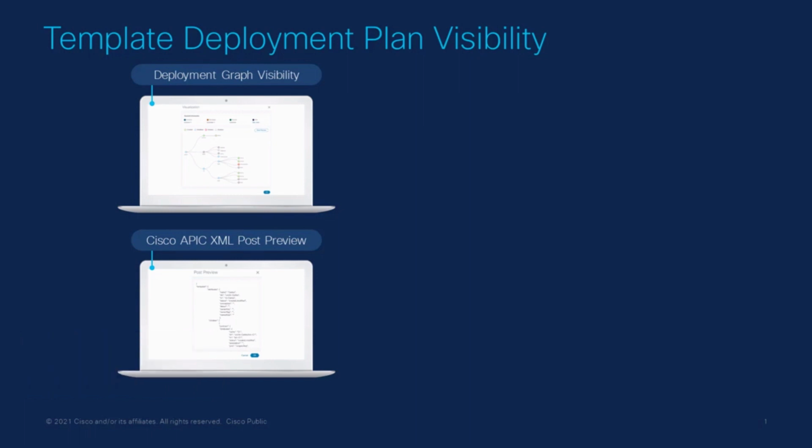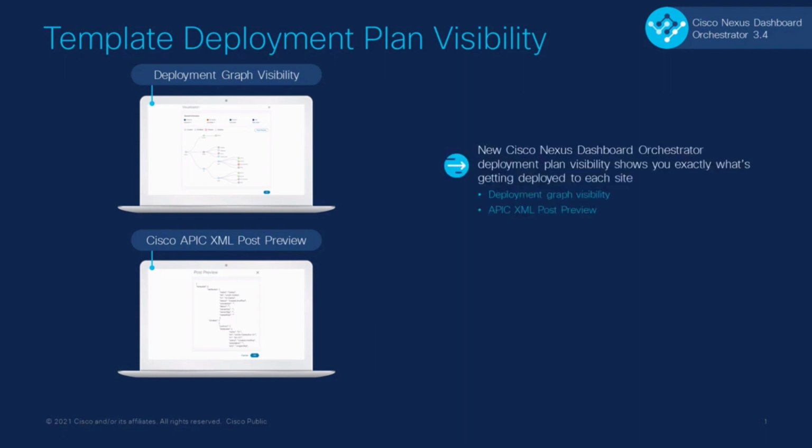In this video, I'm going to talk about Template Deployment Plan Visibility, which is a new functionality that was introduced as part of the Cisco Nexus Dashboard Orchestrator 3.4 release. The functionality allows you to provide better visibility into the configuration that the orchestrator is going to provision to the different fabrics part of the multi-site domain when making a change and trying to deploy a specific template.